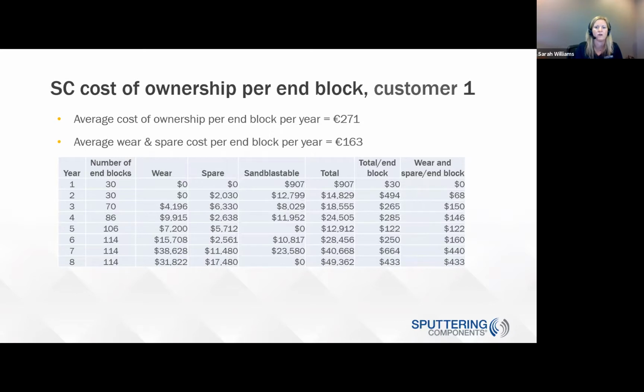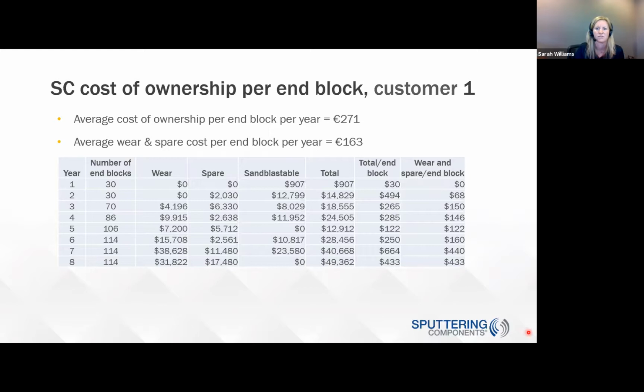So you can see in year one, where 30 M blocks were purchased. And year 2, there were no wear parts required. You're not required to change the seals until the end of the 2nd year under normal production conditions. And then as time goes on, there are some sandblastable parts and spares that are purchased until you hit year 8 here, where the customer's at 114 M blocks.